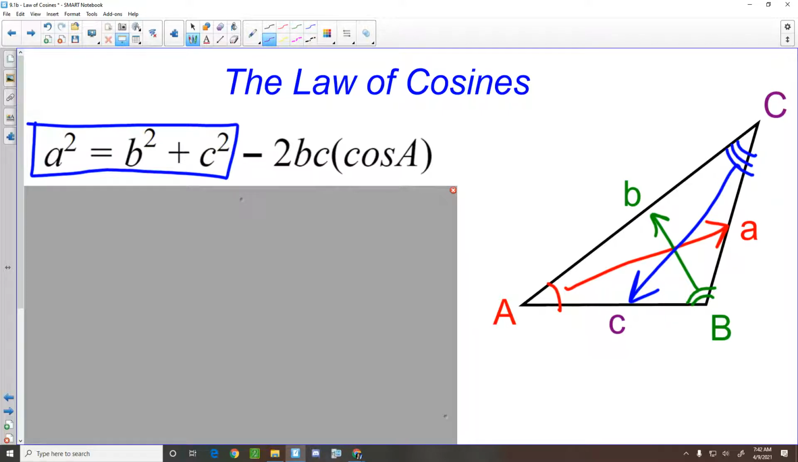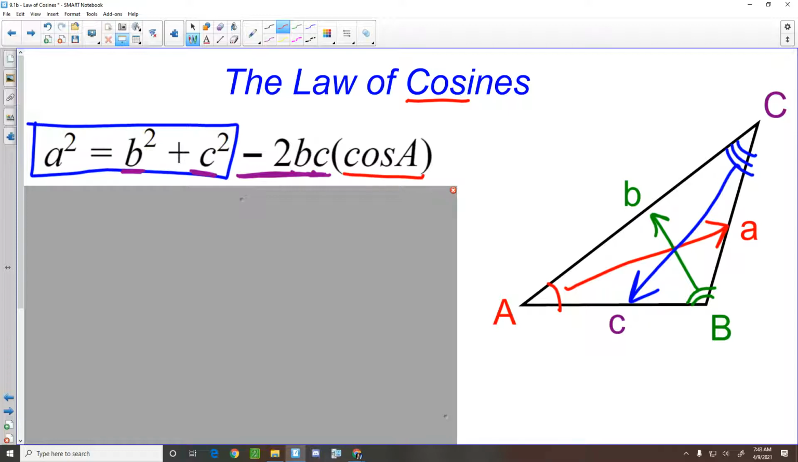So added on to that, take a look at this next piece in the middle. You're subtracting 2 times B and C. Those are the same two sides that are being added together in the Pythagorean theorem portion of it, okay? So minus 2 times those same two side lengths that you were just adding. Then the very last part, it is called the law of cosines, so believe it or not, we actually use a cosine in it. Now the cosine of which angle?